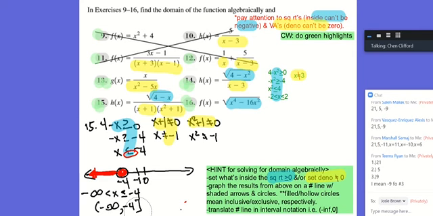So again, let's recap. Look for square roots and look for denominators. Square roots have to be greater than or equal to 0. Denominators cannot equal 0. And then graph it on a number line and translate it into interval notation.